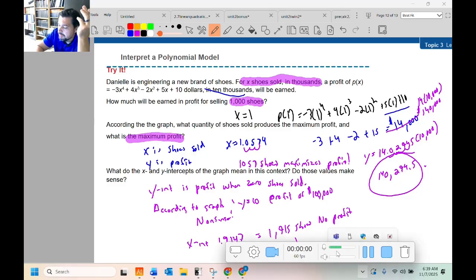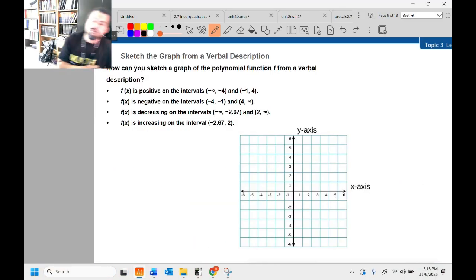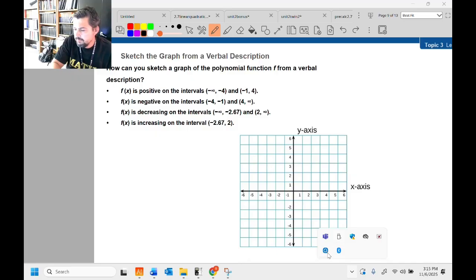Anyways, see you Monday. All right, I got 3 to go. Sketching a graph from a verbal description. How can you sketch a graph of the polynomial f from a verbal description? Higher level thought here, and that's kind of the goal, believe it or not, is to get you up to a higher level. Actually, I think I'm going to just stop for the day and finish this in the morning. I'll blend the videos tomorrow.